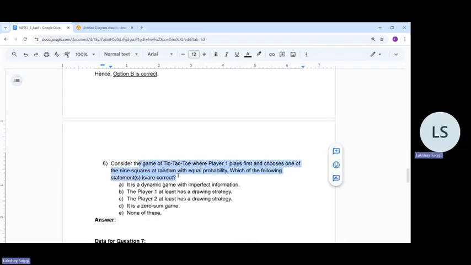Okay, then. So we are at the sixth question. The sixth question says: consider the game of tic-tac-toe where player 1 plays first and chooses one of the 9 squares at random with equal probability. Which of the following statements is correct? The first statement is that it is a dynamic game with imperfect information. Actually, the game does not have imperfect information.